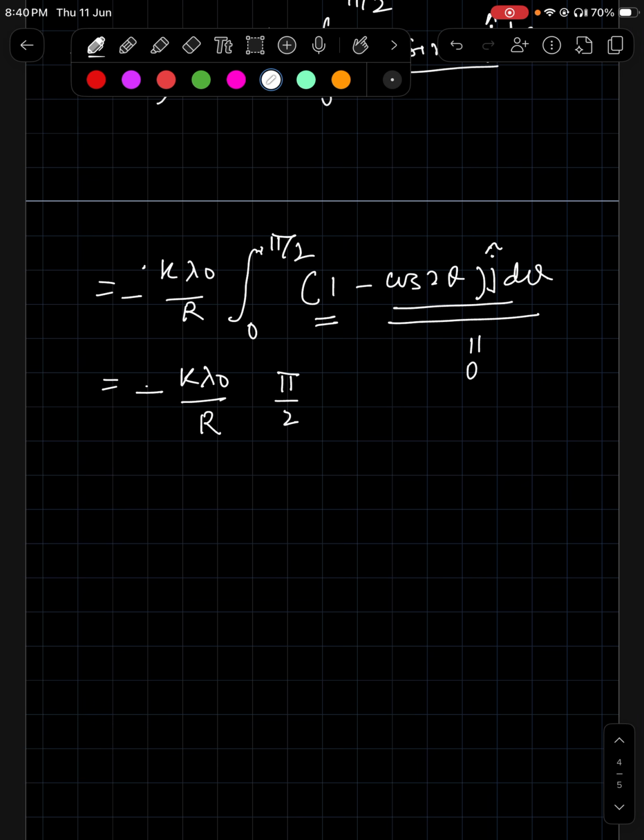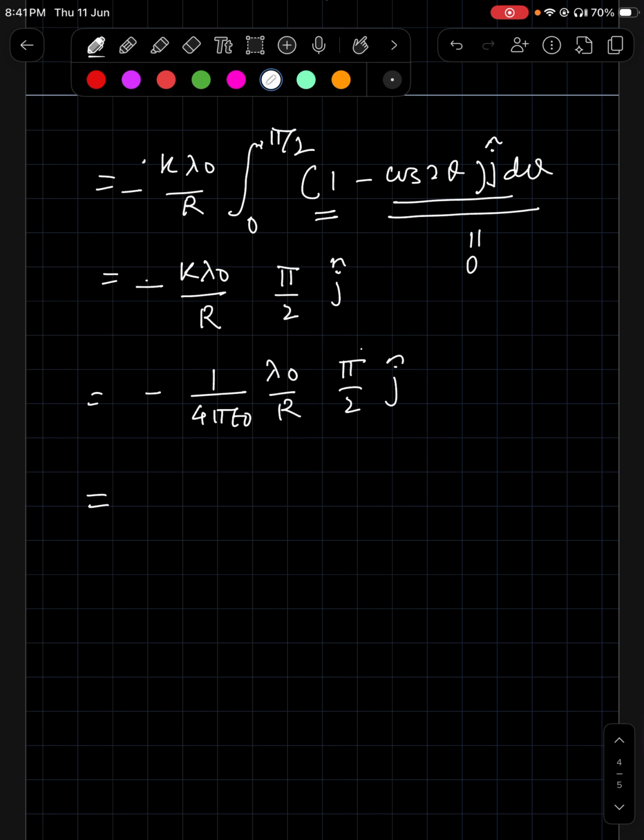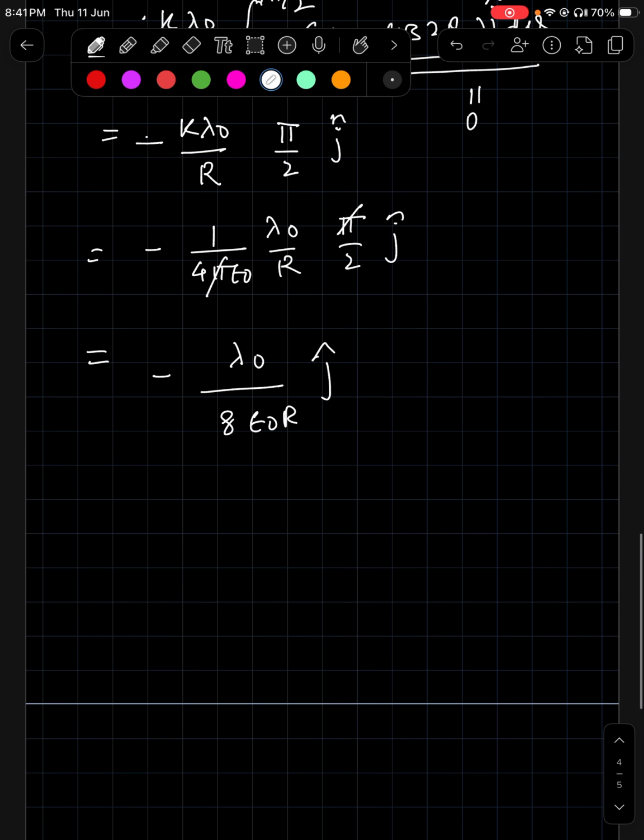So the final answer is, I'm now putting the k explicitly because it is needed to match with the answer. Pi cancels out. So it is lambda naught by 8 epsilon naught r, j cap. It has a negative sign. So why is it happening? The electric field is along the negative direction.